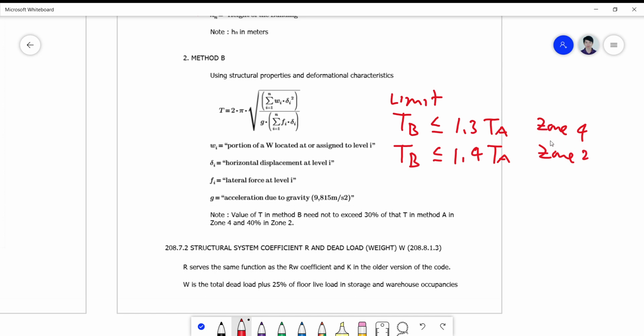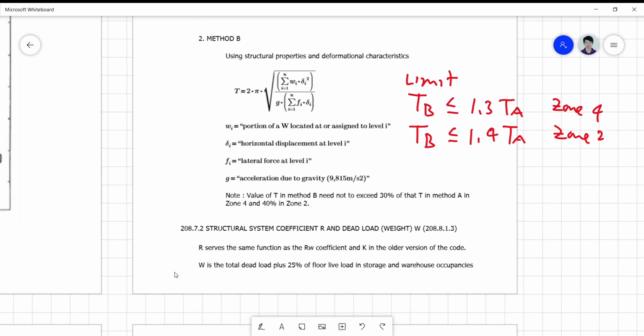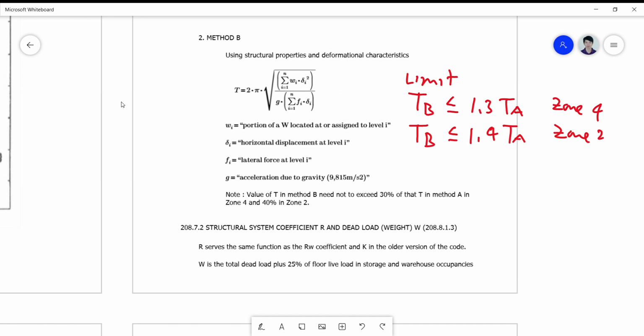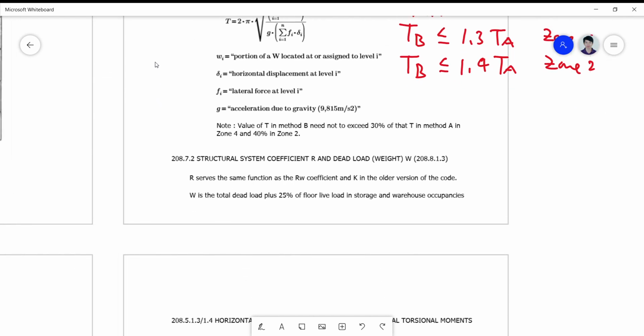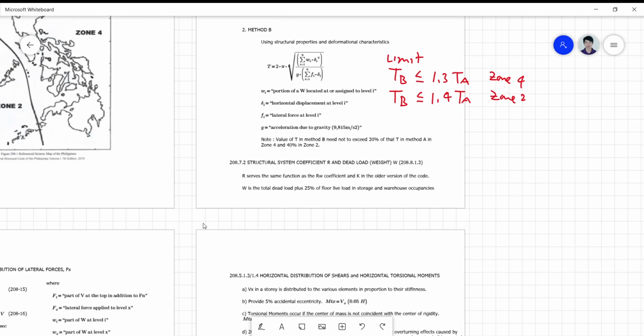Okay, structural system coefficient R and the dead load weight W. R is what I have introduced to you in terms of tables. R actually serves the same function as RW and K in older versions. And W is the total dead load plus 25% of the floor live load in storage and warehouse occupancy. So for the weight W, this is actually the pure dead load, and an additional 25% of the live load can be added to W in case the floor actually holds storage occupancy or a warehouse occupancy.